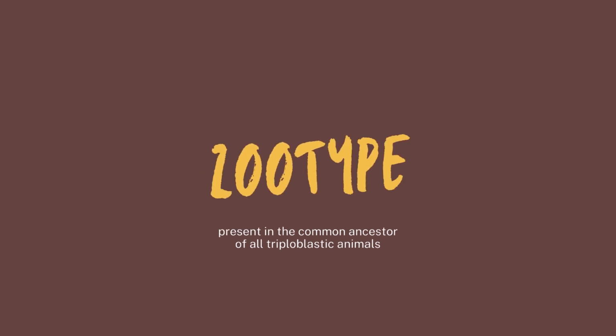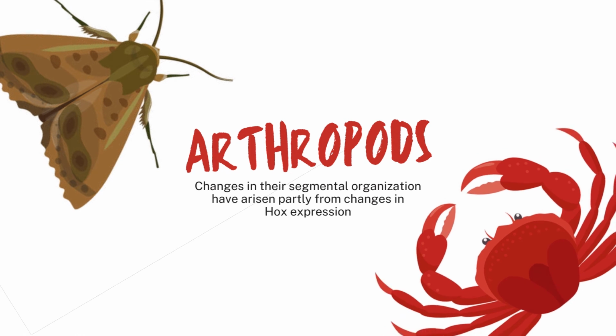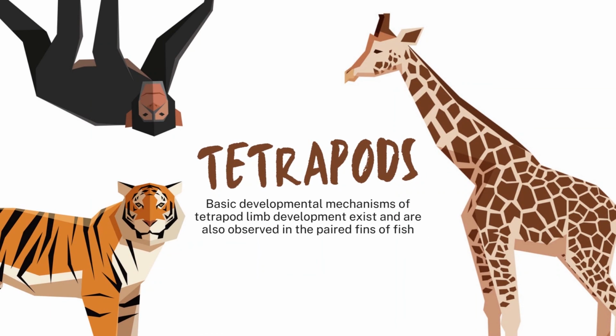Going further onto different animal groups, in arthropods, changes in their segmental organization have arisen partly from changes in HOX expression, but mostly from changes in downstream genes controlled by the HOX pattern. Also, in tetrapods, the basic developmental mechanisms of tetrapod limb development exist and are also observed in the paired fins of fishes.